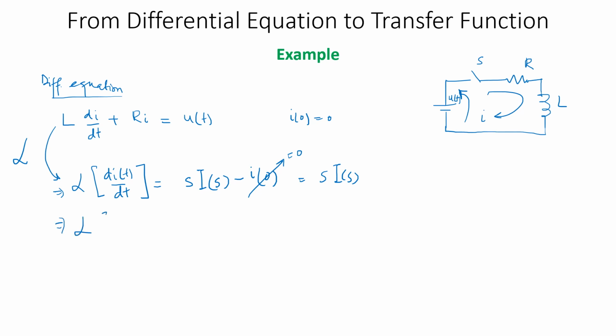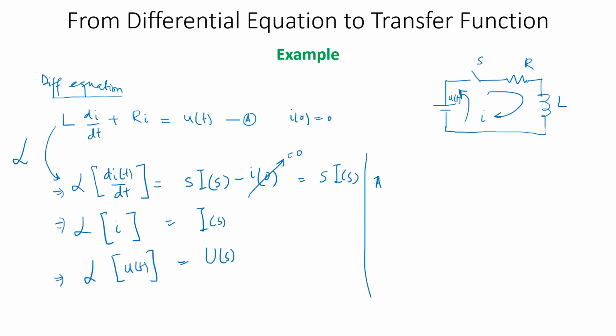And it also implies that the Laplace transformation of i is going to be equal to I(s), and this would indicate that the Laplace transformation of u(t) is going to be equal to capital U(s). So with this realization that now you have got these individual elements, you can make use of equation A, and A can be rewritten. So on one side you have L multiplied with s I(s) plus R I(s) equal to U(s). Now you can take common over here. So this is going to be Ls plus R on one side, multiplied by I(s). That is equal to U(s).